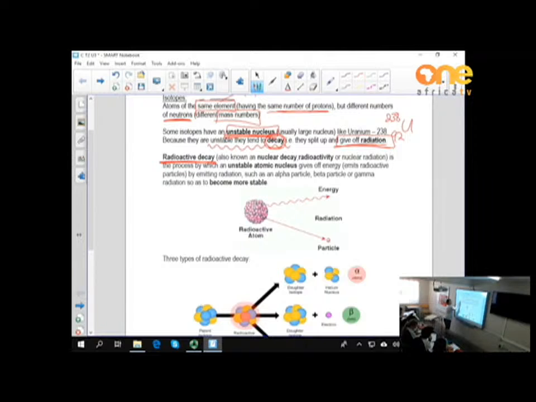When something undergoes radioactive decay, also known as nuclear decay or radioactivity or nuclear radiation, it's just different terms referring to the same basic thing. It is the process whereby an unstable atomic nucleus, for example, a uranium-238 or a carbon-14, is going to give off energy. What must you remember? Where does this energy come from? The nucleus. Okay.